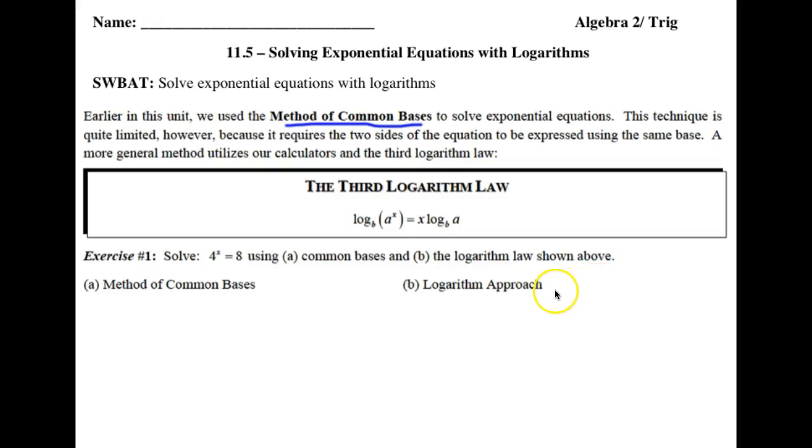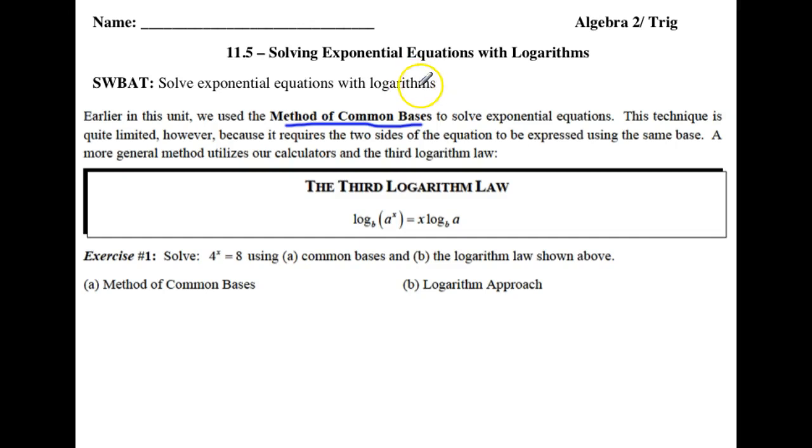Hey guys, it's 11.5, solving exponential equations with logarithms. Our objective is that we will solve exponential functions using logs. So in our previous lessons, we talked about the method of common bases, making everything have the same base, and then we go ahead and solve it.